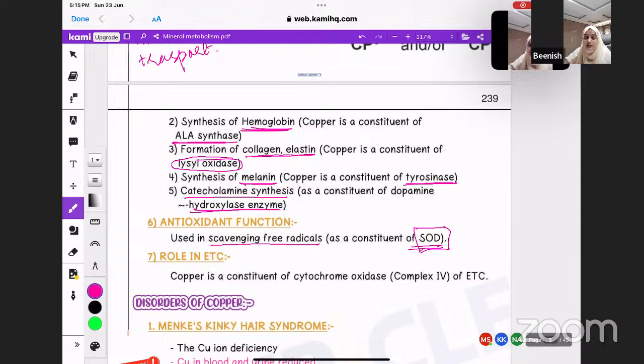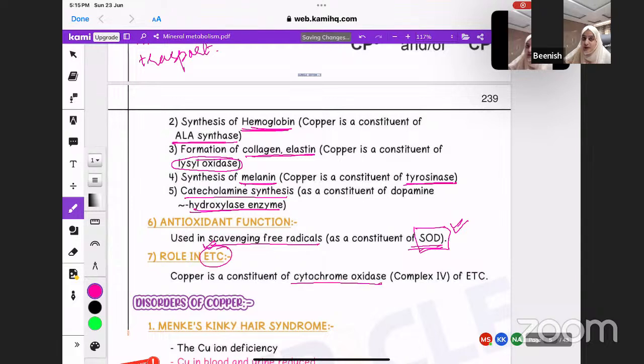Okay, so free radicals, we know how damaging they are. So if there is any defect in the levels of copper, what will happen? Your superoxide dismutase activity will be hampered, which in turn will affect its activity of scavenging free radicals. So the level of free radicals will increase, leading to a lot of damage.